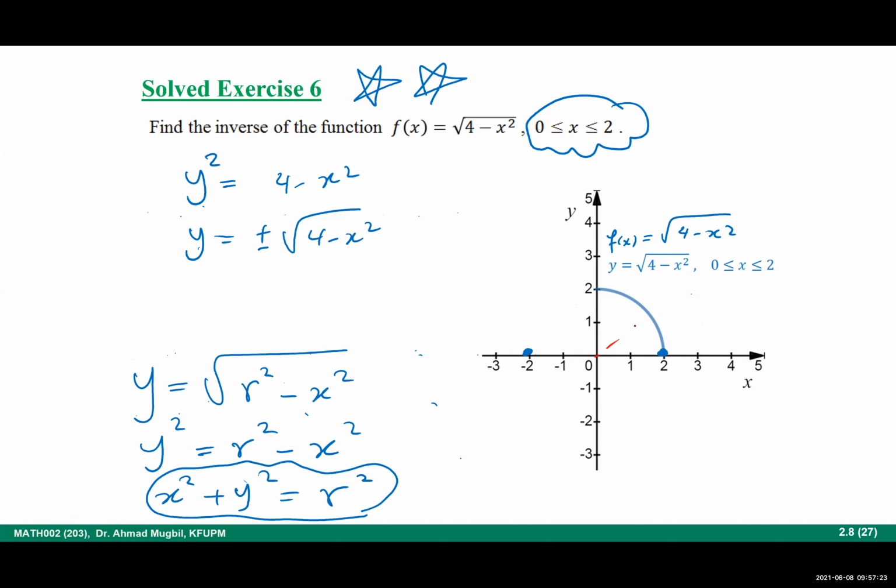Draw the line y equals x, and then reflect the graph of the function. If you reflect the graph of this function on this line, what will you have? The same. It will be the same. So this says that the inverse is the same: 4 minus x squared, x between 0 and 2.